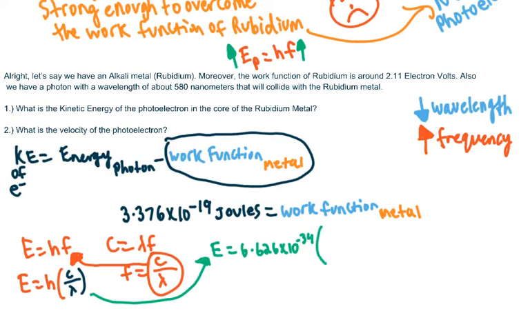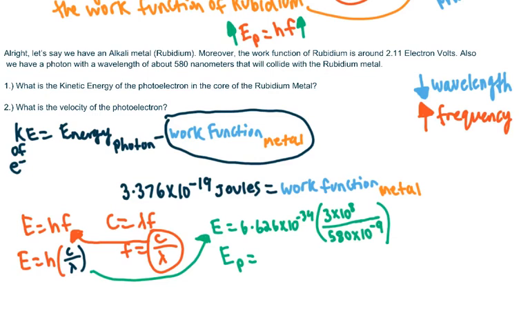We multiply that by the speed of light, which is 3 times 10 to the 8th meters per second, over our wavelength. Again, let's be careful. We have to write the wavelength in meters. We have 580 nanometers, but we know that 1 meter has 1 billion nanometers, so it's 580 times 10 to the negative 9th meters. If you multiply all that out, you get the energy of the photon is about 3.427 times 10 to the negative 19th joules.